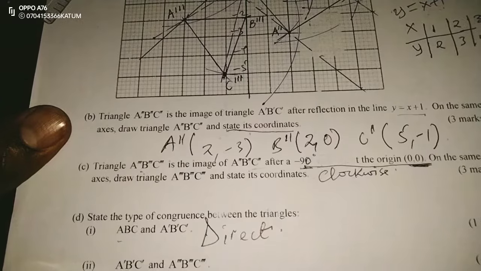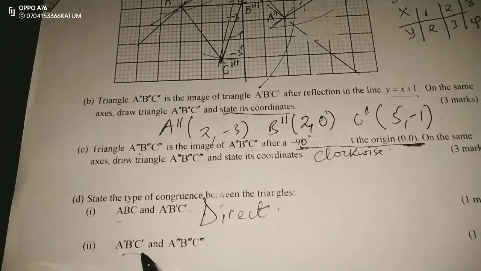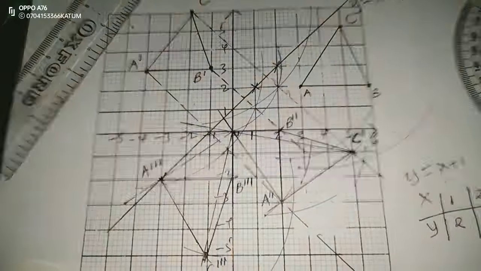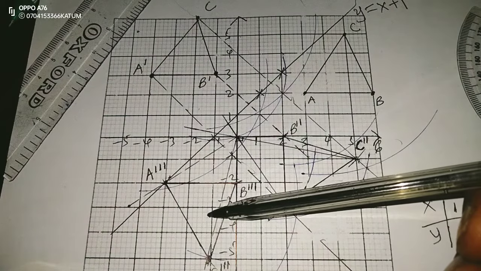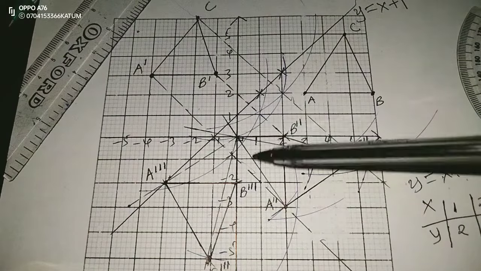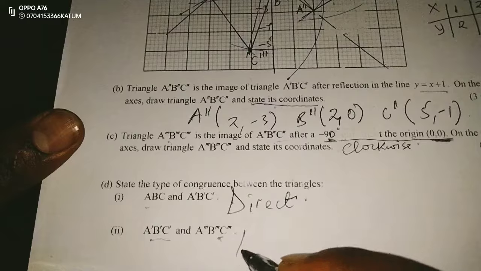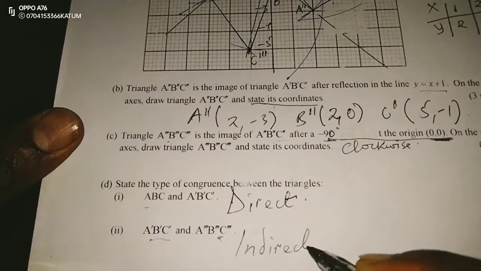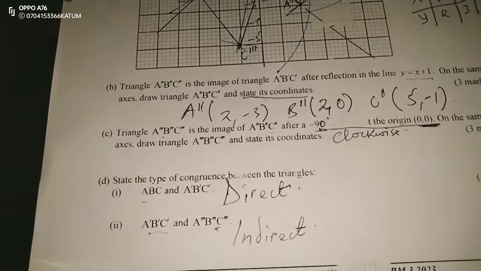State the congruence between the triangles. So, direct congruence. Then the first image and the third one. The first and the third. Now, if we lift this one into this one, they are not going to fit directly unless we do some twisting. Therefore, they are oppositely or inversely congruent, indirect or opposite congruence. So that is how we answer the questions, and that is how we carry out the transformations.